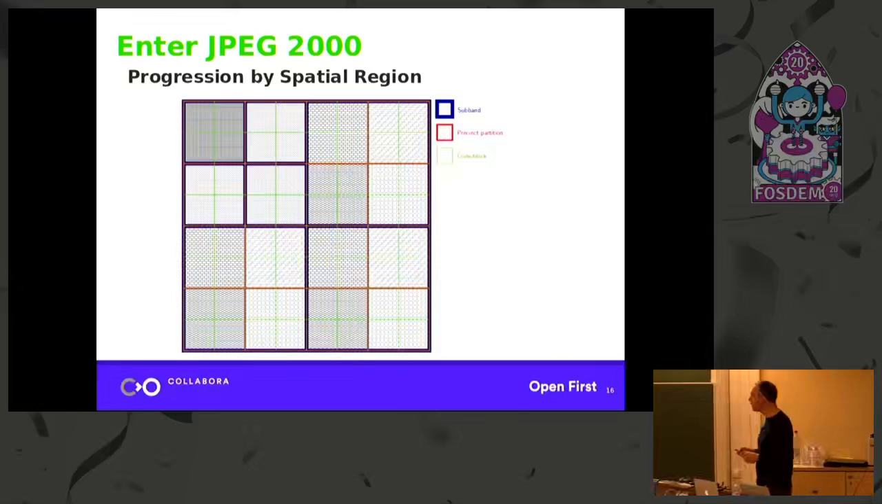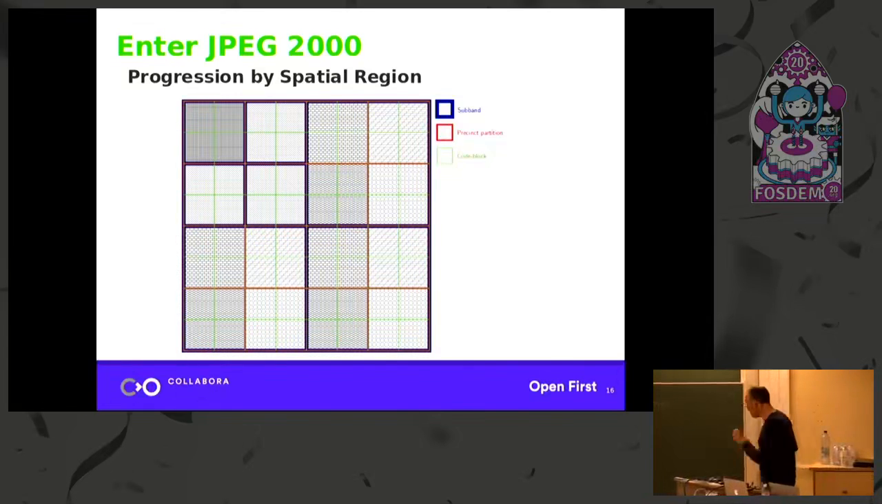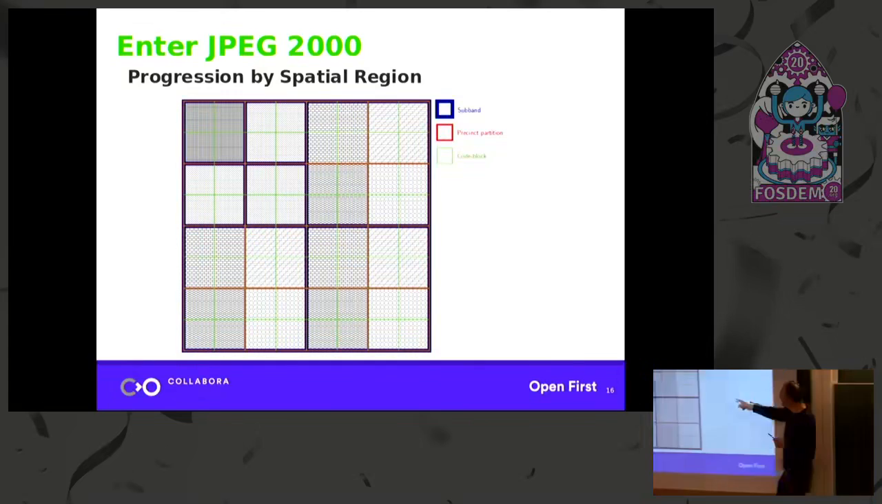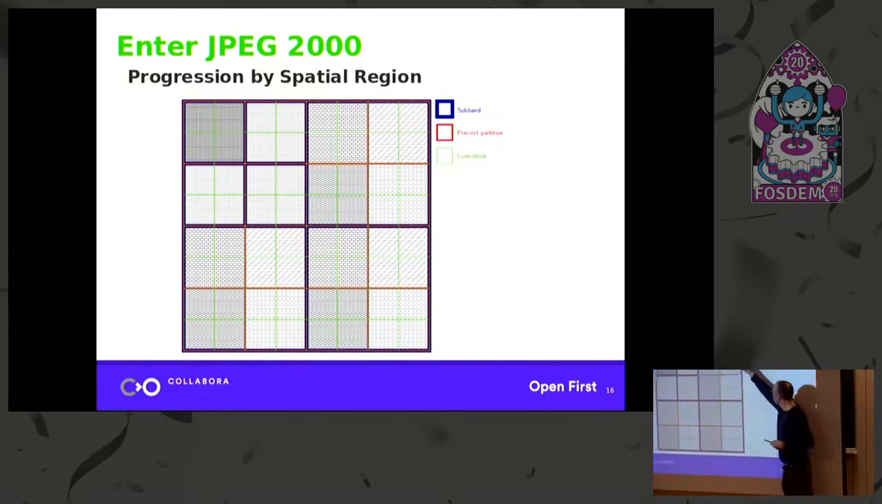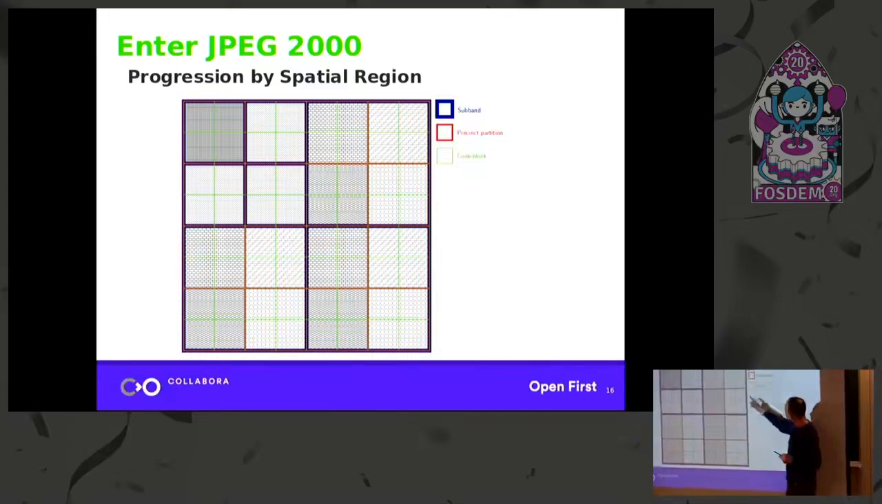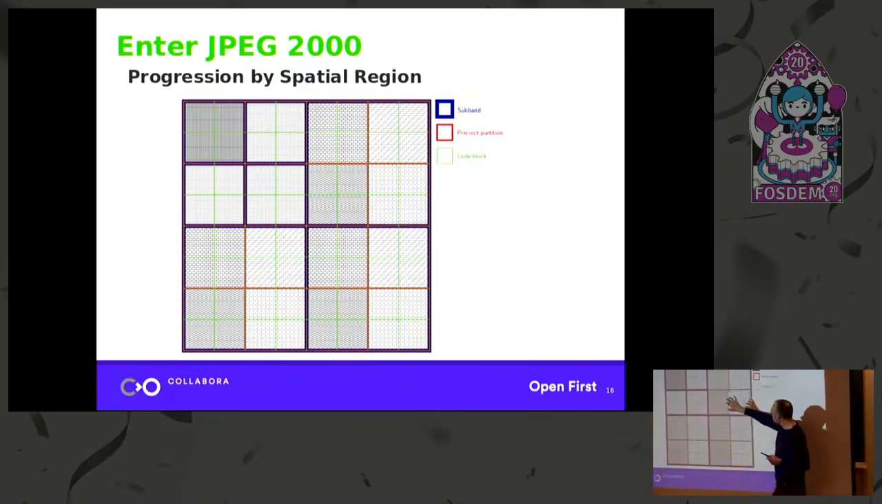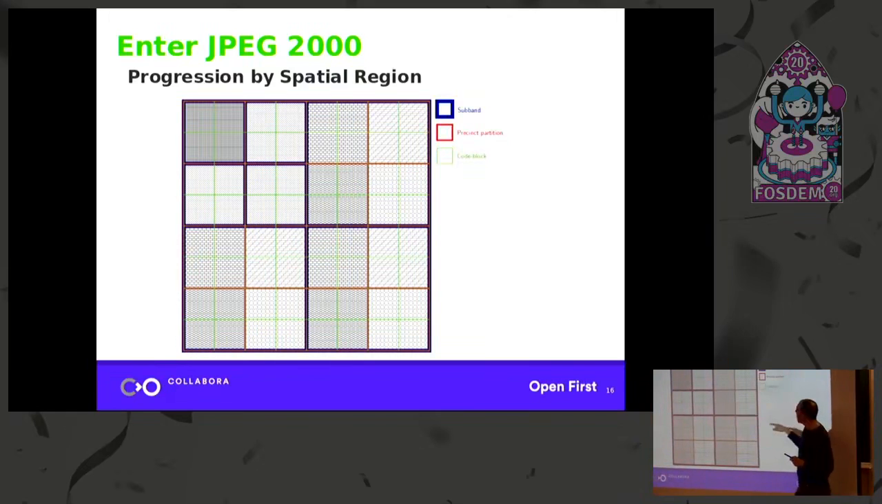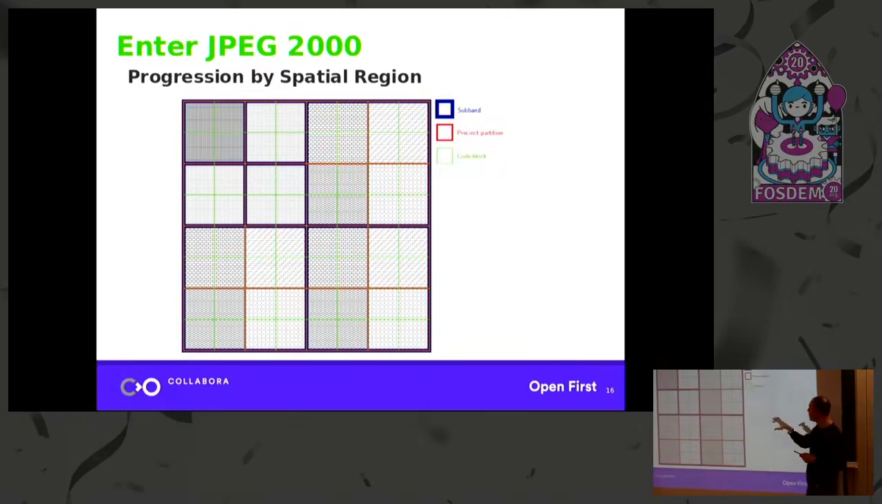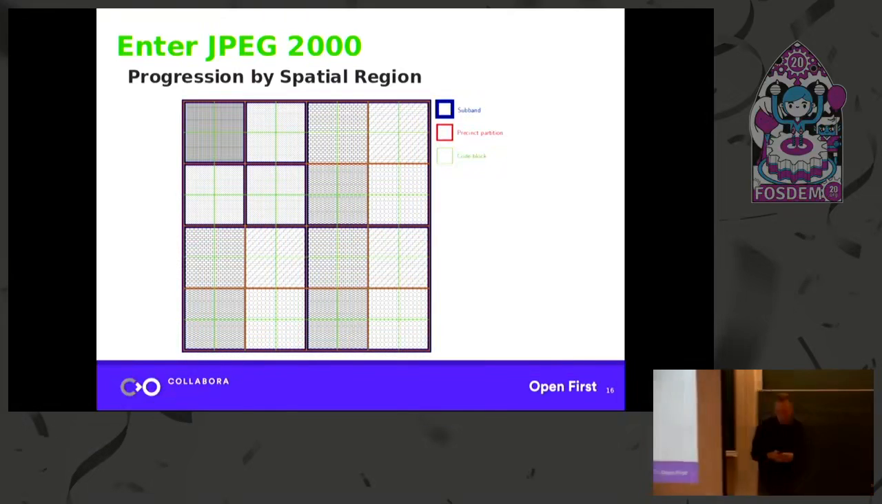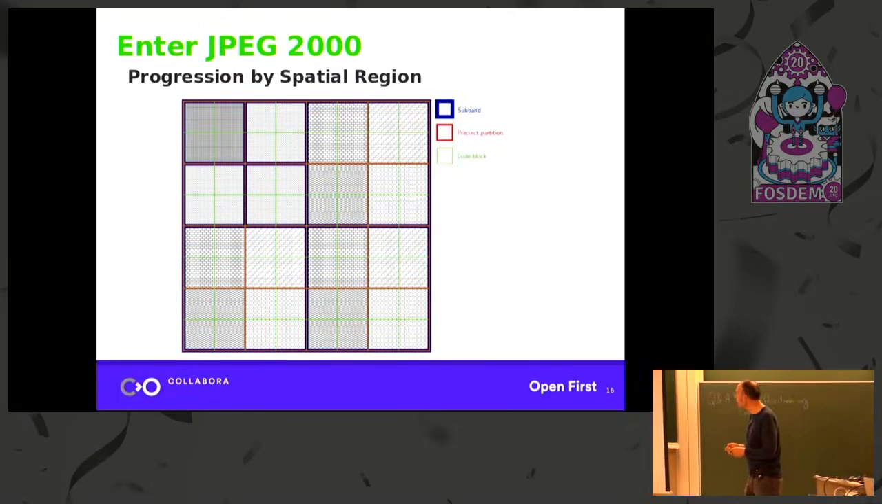There's also a progression by spatial region. You can see these are the original subbands that we had from the wavelet, these big blue boxes. And then inside we have the precincts, and inside the precincts we have the code blocks. And so you can actually encode by precinct and store the image progressing that way. And that's useful for, let's say you have a scanner. Let's say you're limited by memory. You might want to encode one precinct at a time and then move on. And it's also useful for random access into the image.